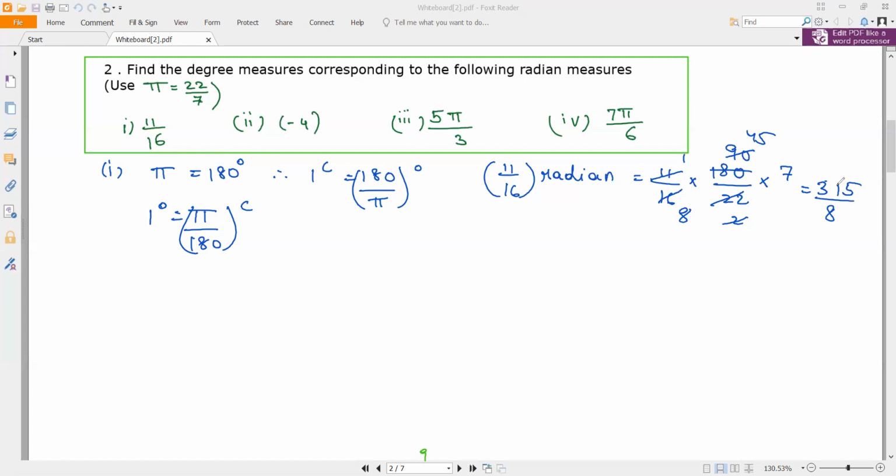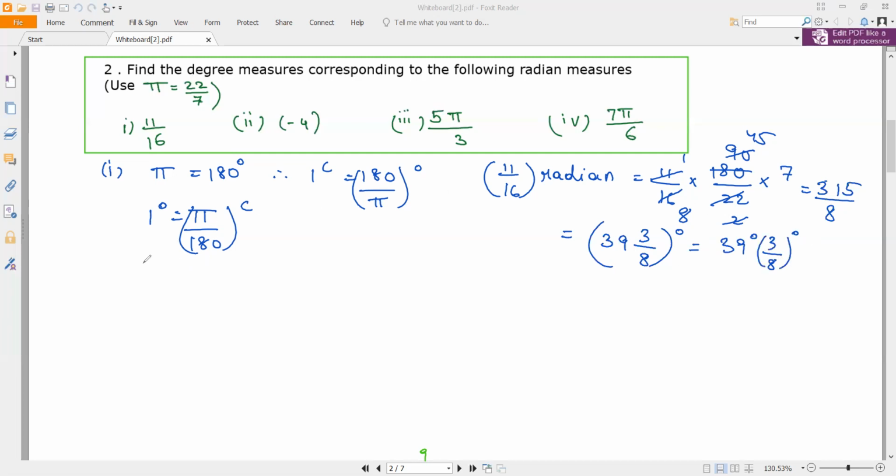This is in degrees. You can convert this into a mixed fraction by dividing by 8. 315 divided by 8, you get quotient 39 and remainder 3, so 39 and 3 upon 8. Now this is completely in degrees, so you can convert this fractional part into minutes and further into seconds if you like. 39 degrees and 3 upon 8 degrees.